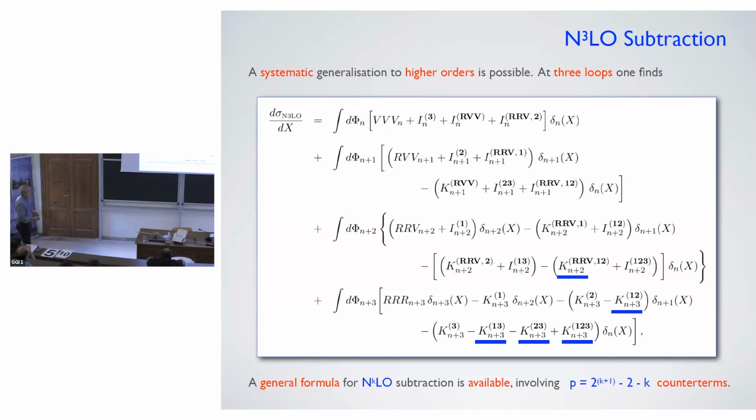And one could write a formula for N^kLO, right? You just invent some notation for fancy combinatorics. You can do it, and what happens is that you find that the number of functions that you need is 2^(k+1) minus 2 minus k, which is 1, 4, 11, 26, 57, and we'll never go there, so we don't need to worry. But one important fact is that strongly ordered configurations become more and more important, and also they are the ones that are not automatic. So the fact that there will be pole cancellation is not automatic, and we would like to understand and make it as automatic as possible.